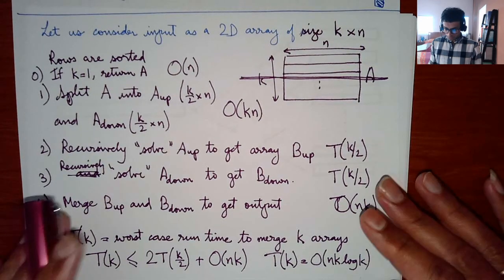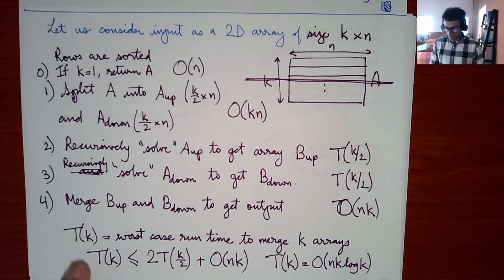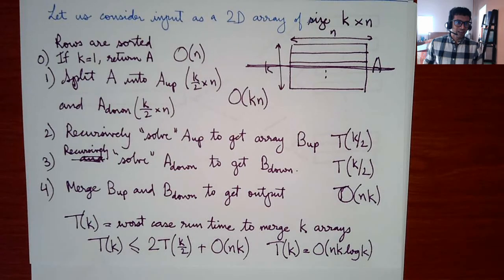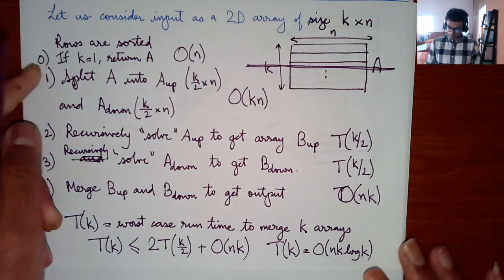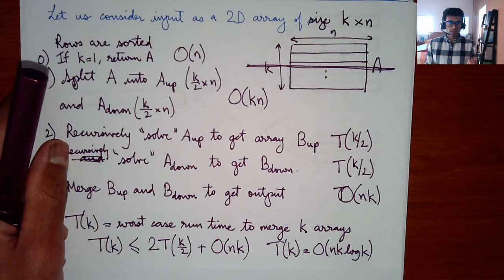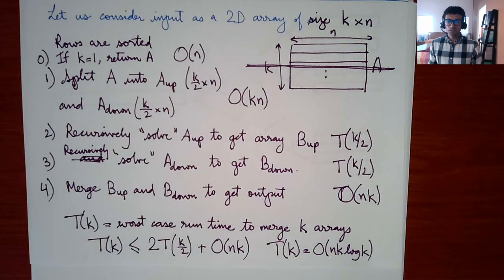Now for the runtime, let's go over these steps one by one, but because it's recursive, we have to define some T of k. Why T of k and not T of k and n? You'll see that n is the same for all the calls. n doesn't change, it's k that is changing. So T of k is the worst case runtime to merge k arrays. The 0th step, the base case, is just checking if k is equal to 1. Actually, it's even constant, just O of 1, really.